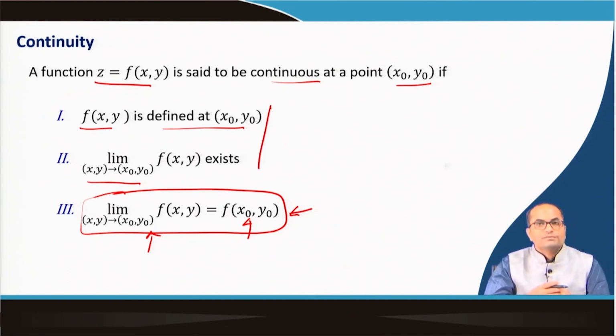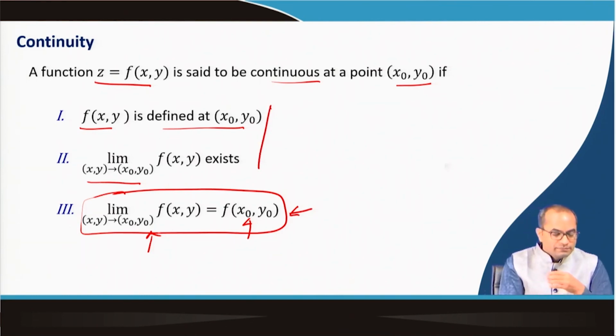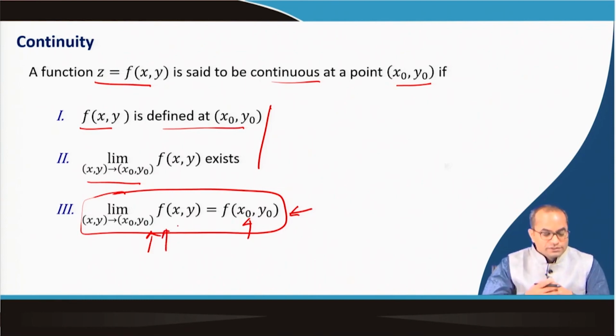So, the third condition is the most important one, because these two are of course obvious ones. F x y must be defined at this point, and the limit is already coming into the picture in this third point here, that the limit of this f x y when x y goes to x naught y naught, this should be equal to the function value at x naught y naught.